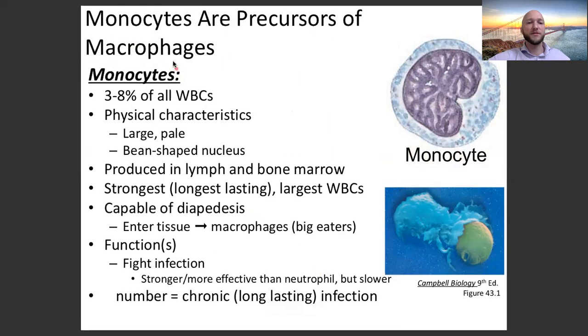Monocytes are precursors to macrophages. Around 3 to 8% of all white blood cells are monocytes. Physical characteristics: they're large, pale, and have bean-shaped nuclei. They're produced in lymph and bone marrow. They're the strongest and longest-lasting of the white blood cells. They're capable of diapedesis, and when they enter tissues, they change their name and become macrophages. So macro is big, phages eat. They're big eaters.